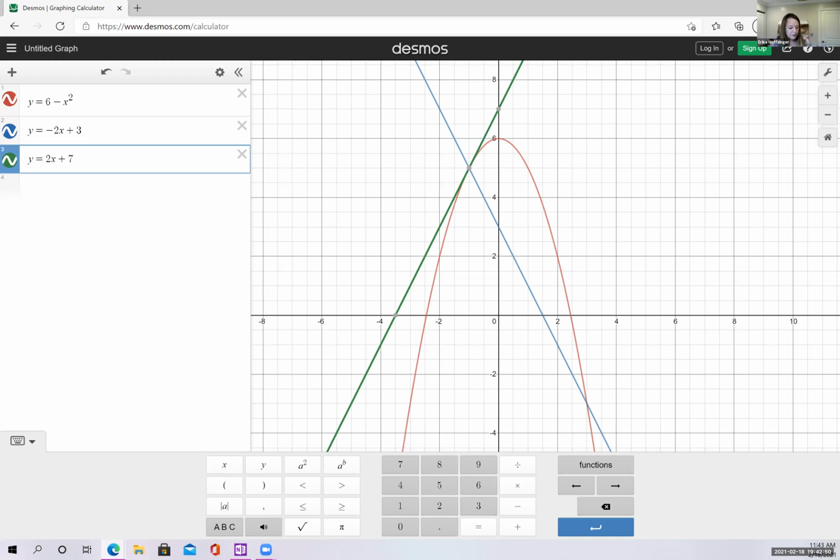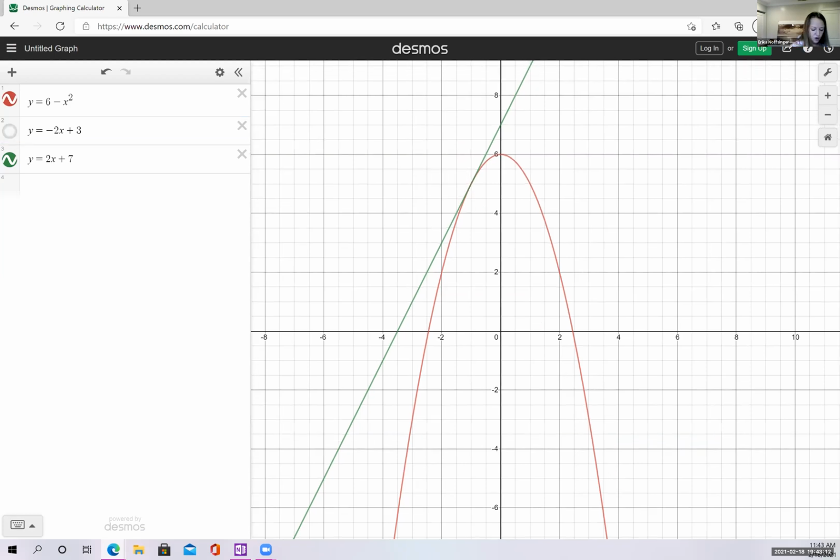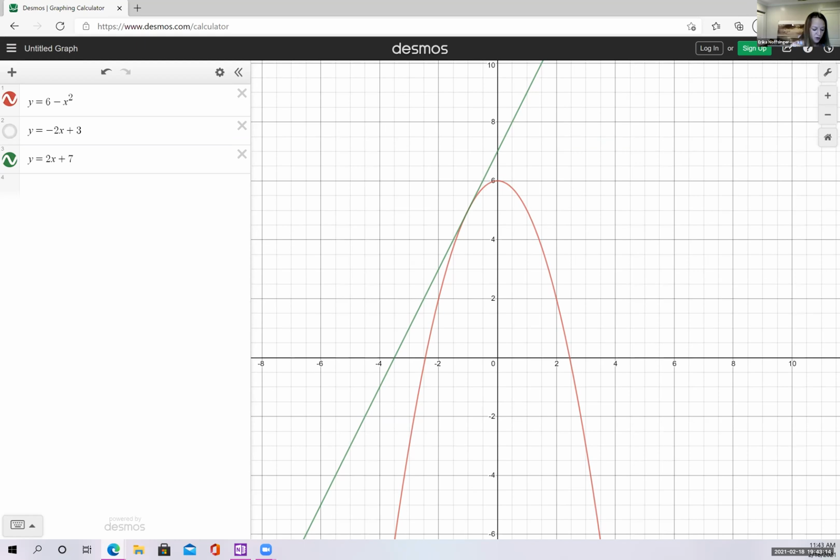Okay, so I pulled up Desmos. We have the parabola, which is our original function, 6 minus x squared. We had to find the equation of the secant line, so that was the blue line here between x equals negative 1 and x equals 3. Let me get rid of that one now. And then we just found the equation of the tangent line at x equals negative 1.